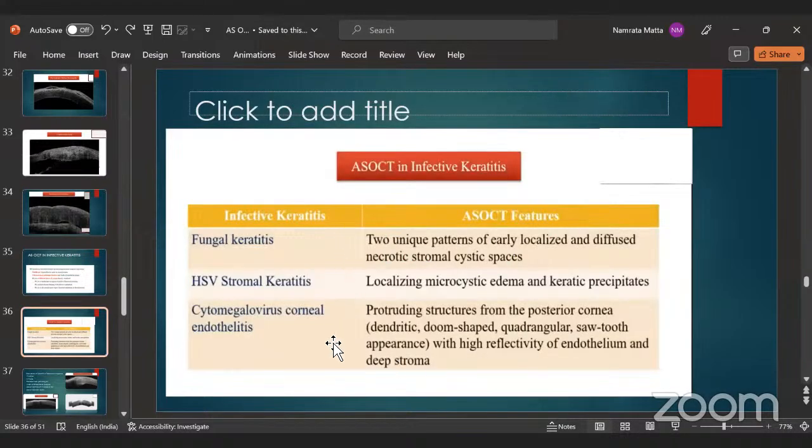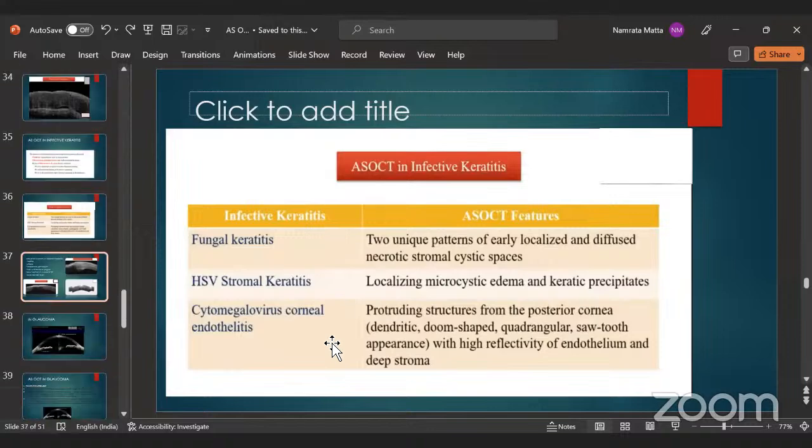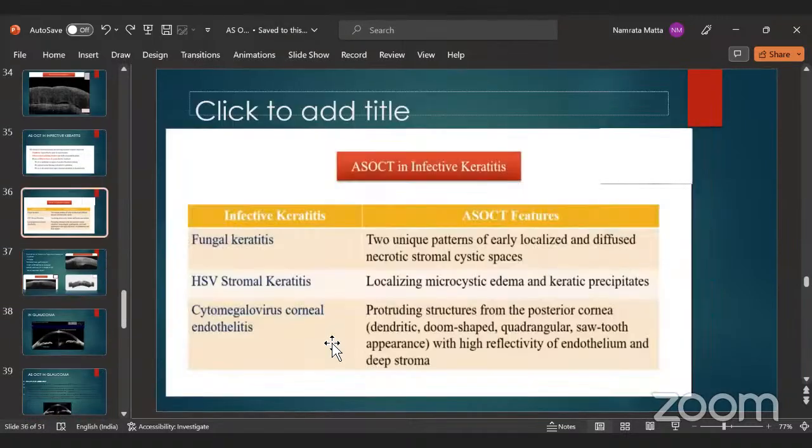Fungal, herpes and CMV virus keratitis have distinct patterns on the OCT. Fungal has two unique patterns: localized and diffuse necrotic stromal cystic spaces can be seen. In herpes stromal keratitis, there is microcystic edema and keratic precipitates. And in CMV endothelitis, there are protruding structures from the posterior cornea, which can be dendritic, dome shaped, quadrangular, sawtooth shaped.